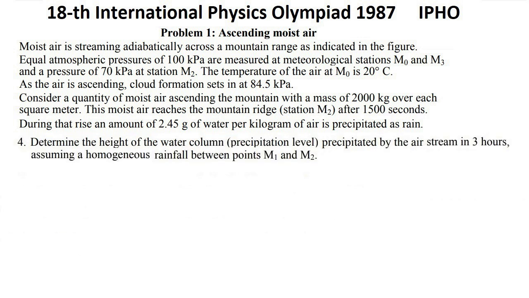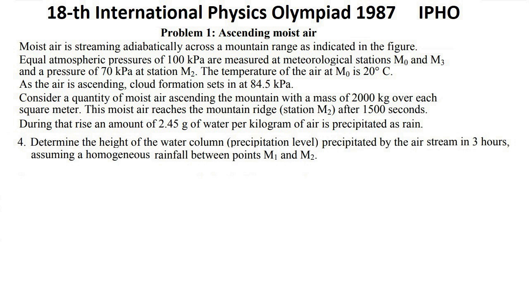Question 4. Determine the height of the water column, the precipitation level, precipitated by the air stream in 3 hours, assuming a homogeneous rainfall between points M1 and M2. Solution to the fourth question.